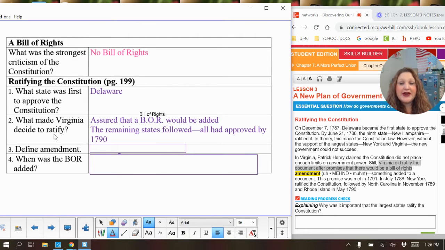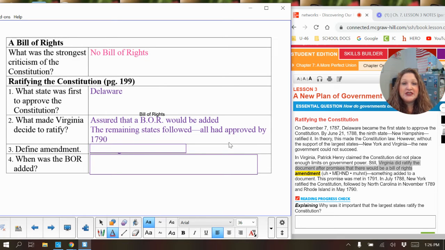So once Virginia ratified, then the rest of the states also ratified. And by 1790, all of them had actually signed it. So before, back in 1787, when we said that the Constitution went into effect, we didn't have the approval of all the states, but we had enough to approve it. Now, in 1790, all the states are going to approve it.